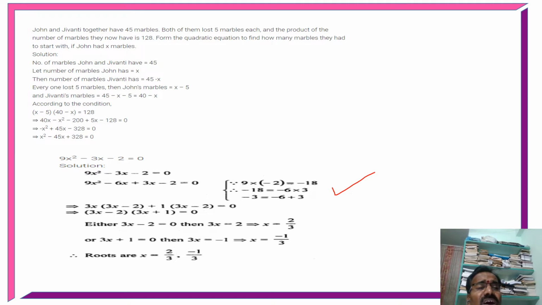So here it is given: John and Jivanti together have 45 marbles. Means both of them together have 45 marbles, and both of them lost 5 marbles each.